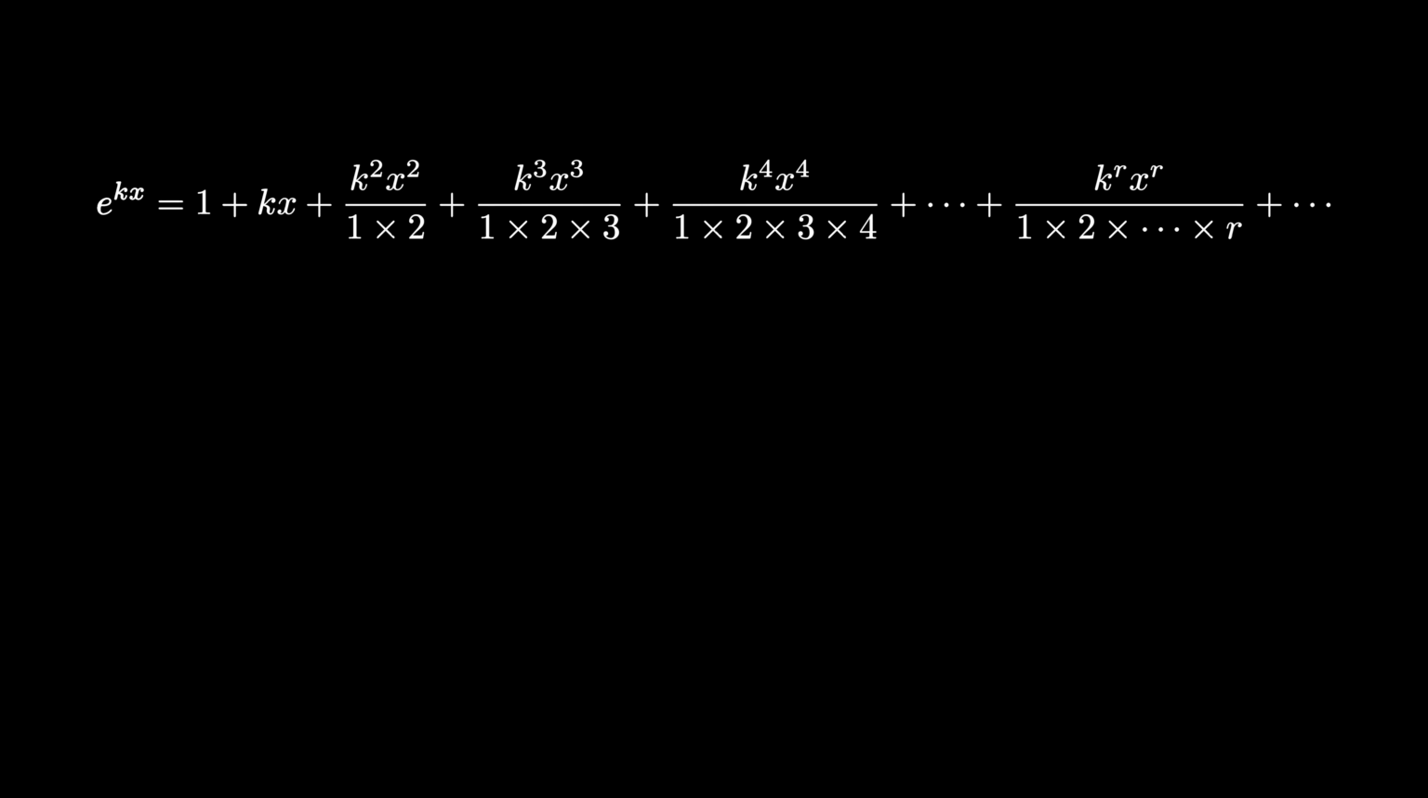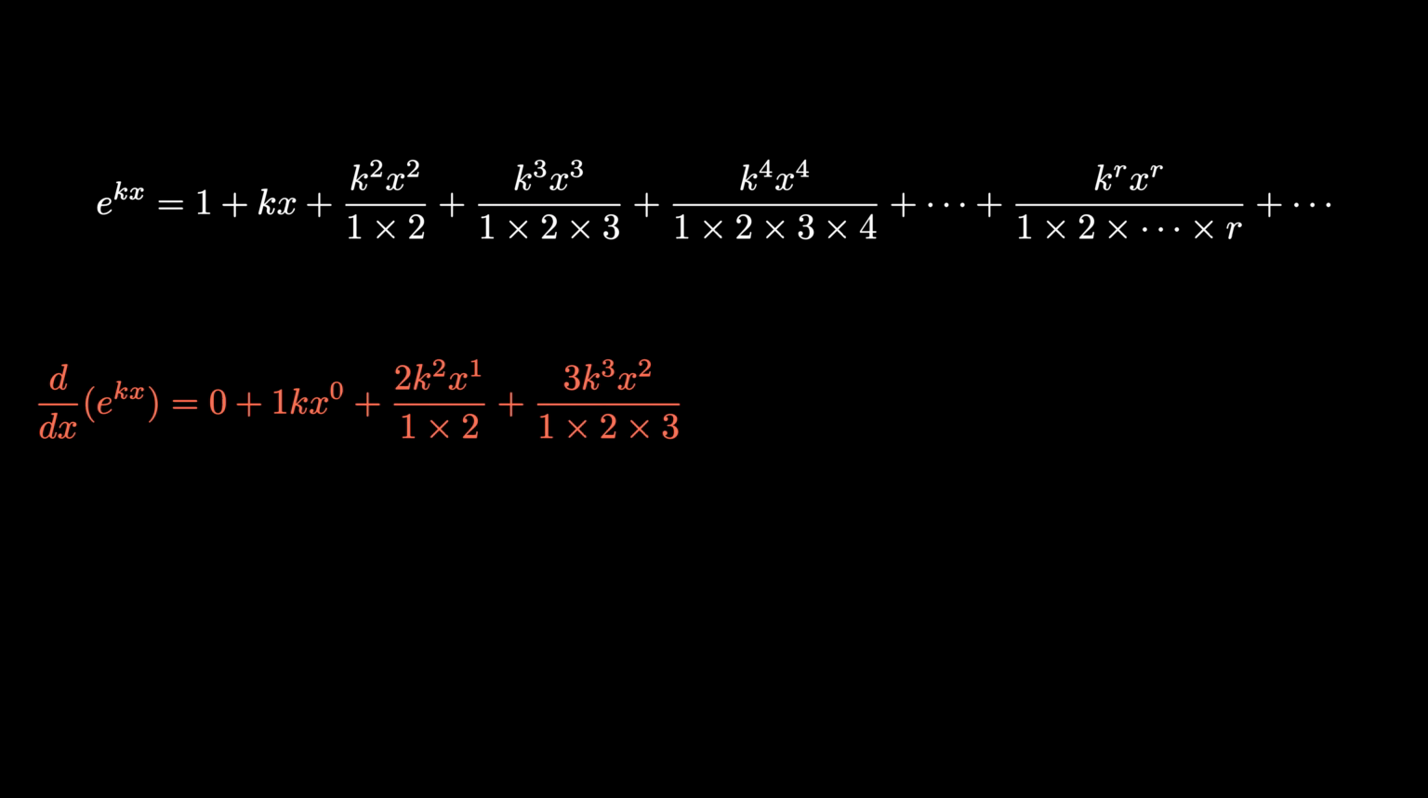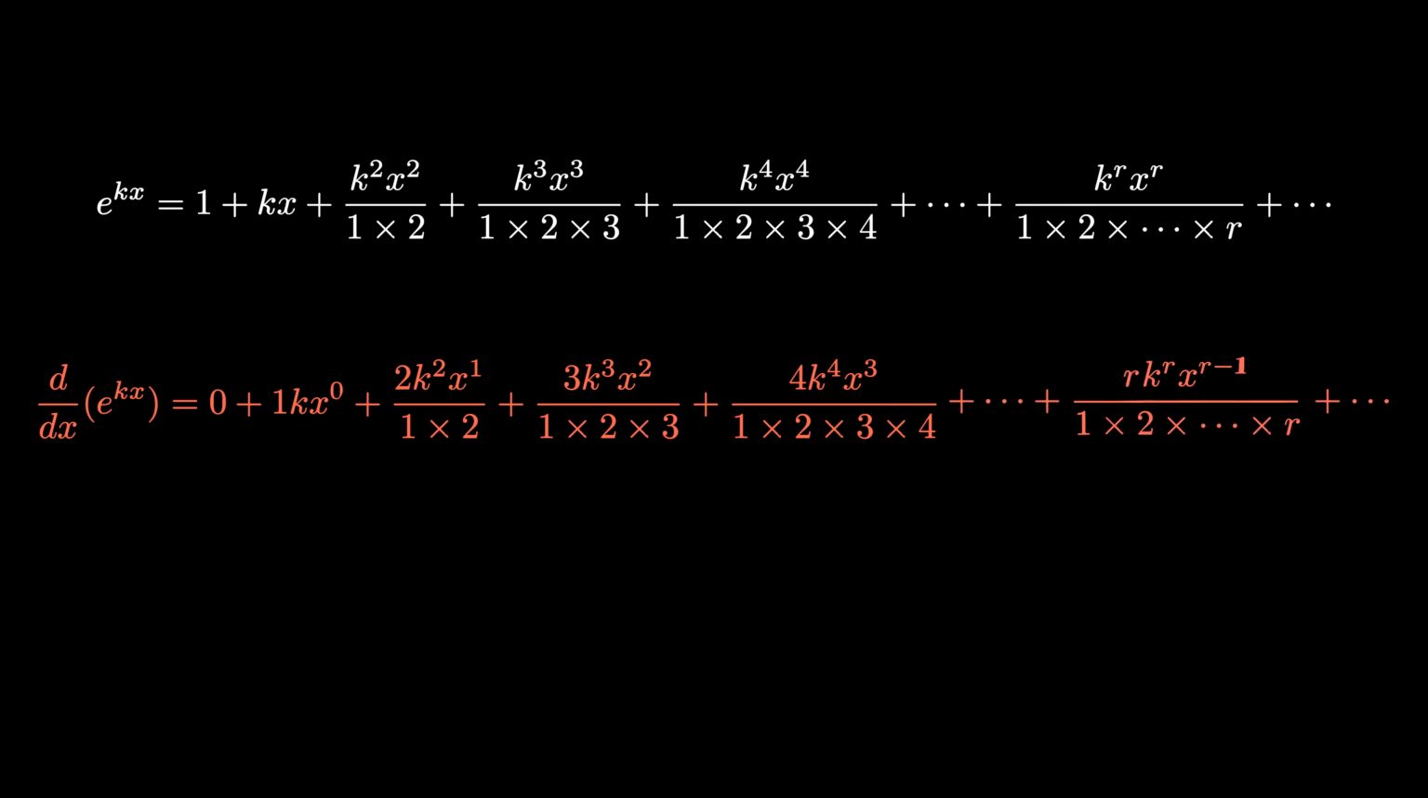Now, just like before, we'll take the derivative of this sum with respect to x by just applying the product and addition rules. We can see almost the exact same pattern emerges from before. 0 plus 1k x to the power 0 plus 2k squared times x divided by 1 times 2, and so on, until our most important general term r times k times x to the power of r minus 1 over 1 times 2, and timesing everything up to r.